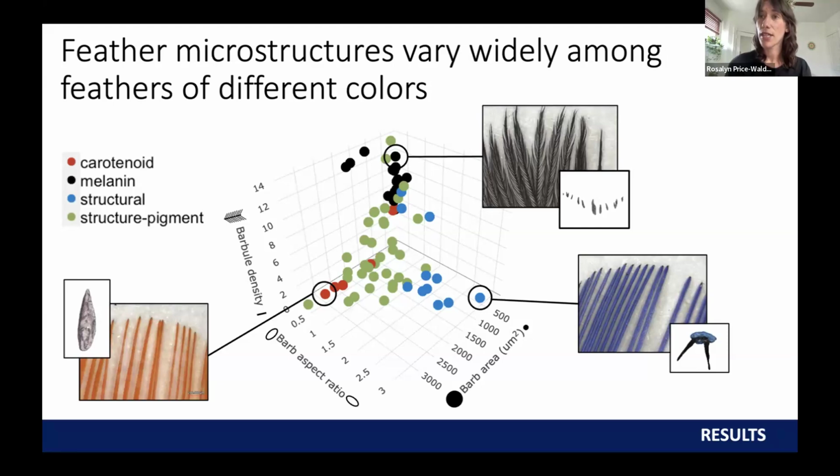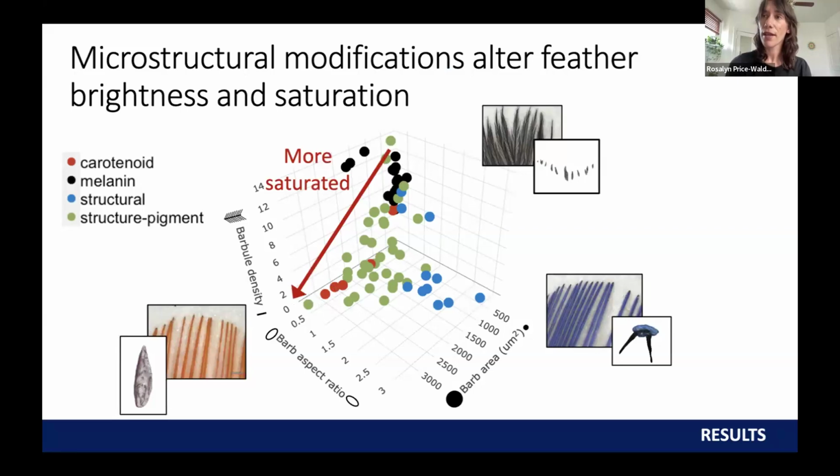So to answer that question, I analyzed these morphological data and our spectral data using these Bayesian phylogenetic multi-level models. And the takeaways were pretty clear and consistent. So first, we found that carotenoid feathers with lower barbule density and narrower, larger barbs are more saturated, because these changes increase the path length of light through the pigmented barb and increase light-to-pigment interactions.